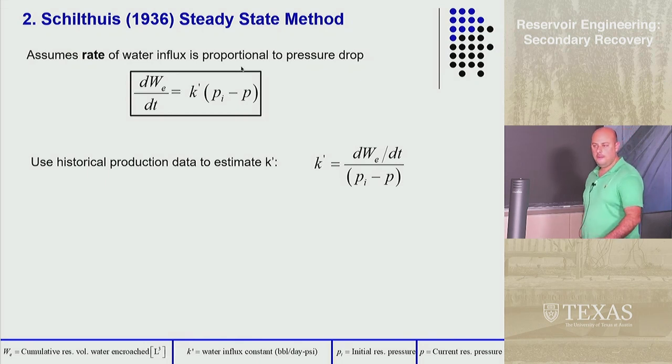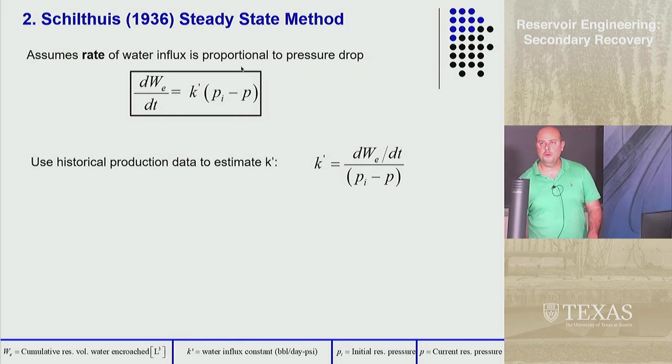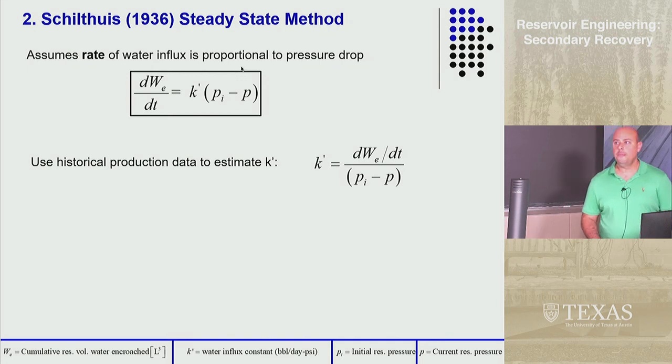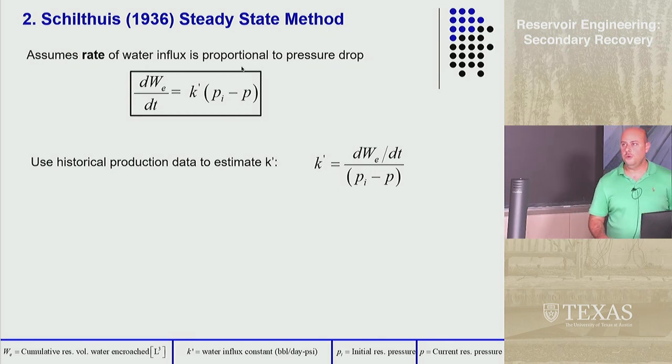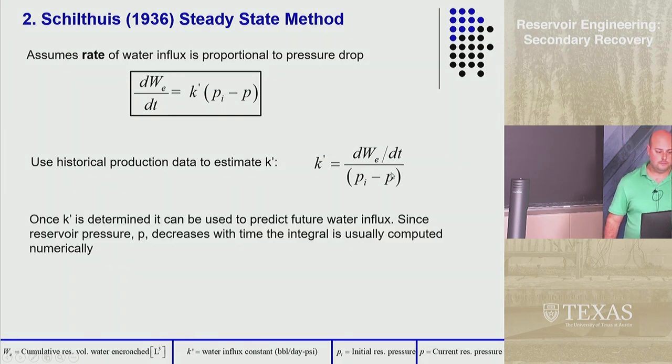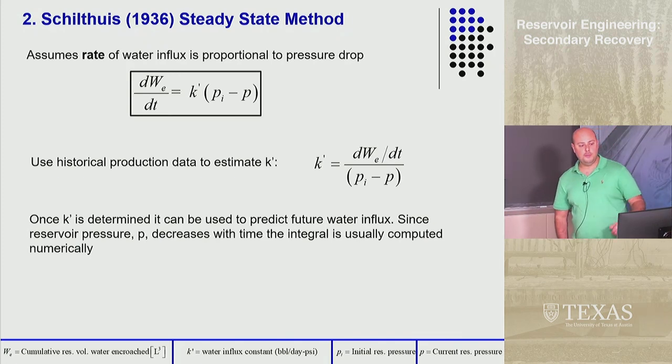So how do we estimate K prime? We might want to estimate K prime based on historical production data, and then once we have K prime, we can use it to predict future production data. So if we've been producing the reservoir for a while, and we can determine WE from a material balance equation, then K prime is simply dWE/dt divided by that pressure difference. And then again, once K prime is determined, it can be used to predict future water influx.